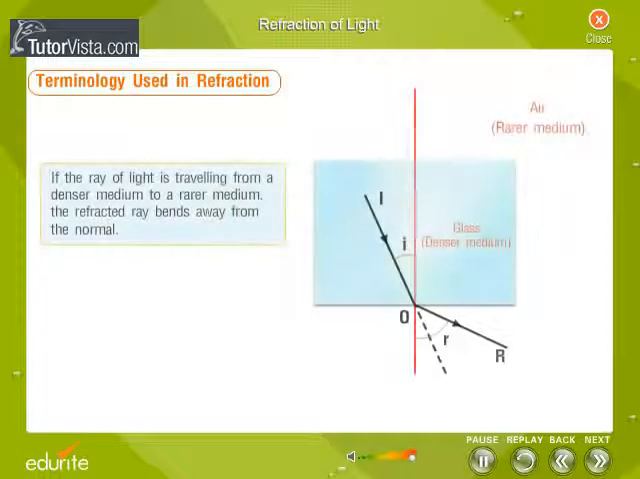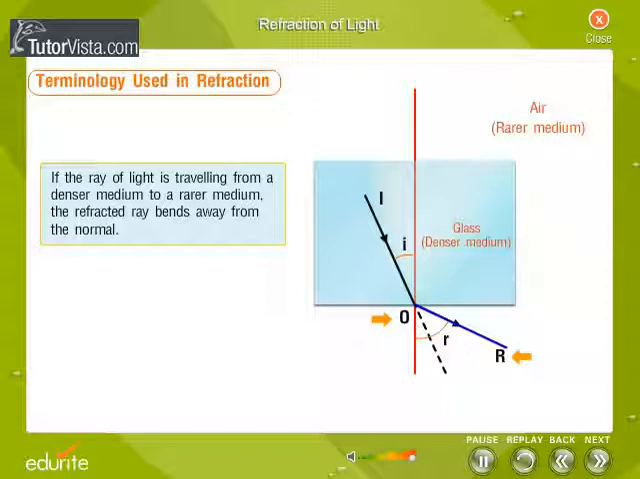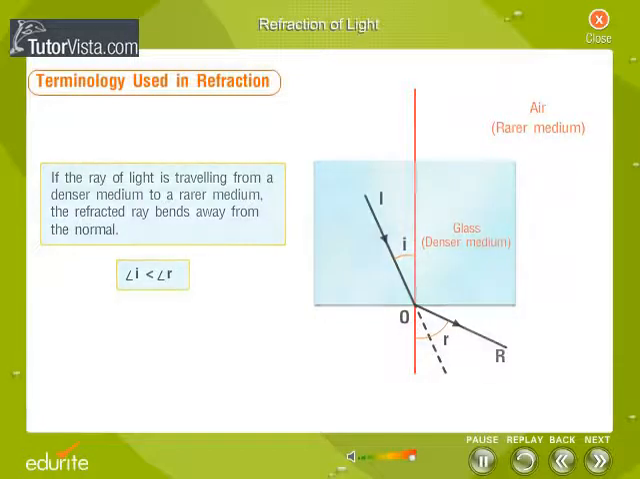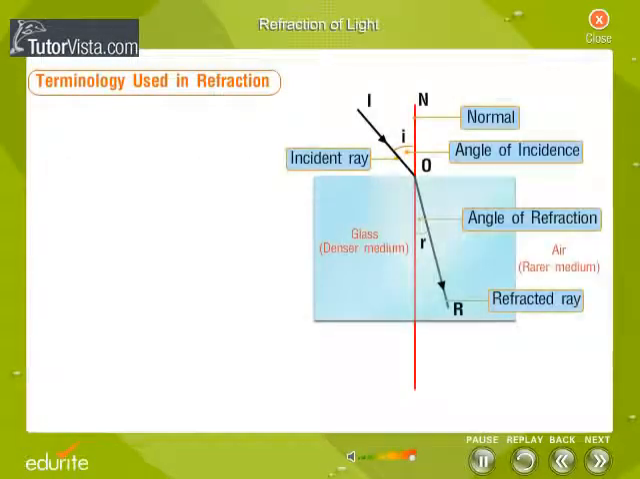If the ray of light is traveling from a denser medium to a rarer medium, the refracted ray bends away from the normal. Here, IO is the incident ray, OR is the refracted ray, I is the angle of incidence, and R is the angle of refraction. In this case, angle I is less than angle R. For definitions, click on the labels.